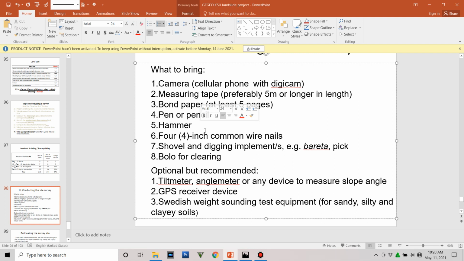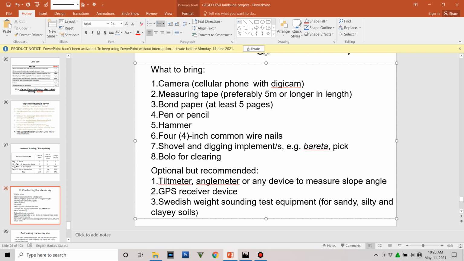Of course, you're going to drive the 4 inches common wire nail to determine your sample or the slope material. And then the shovel or digging material like bareta or pick, and bolo for clearing. So why do we need this one? Of course, you are going to get a fist size sample.